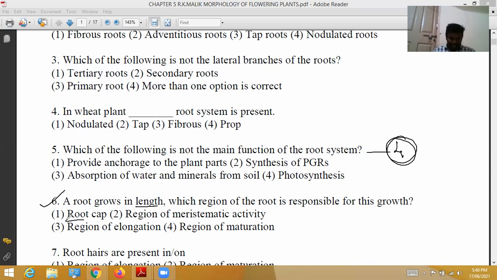Root cap. Root cap is not at all responsible for the growth, so option one is wrong. Region of meristematic activity.